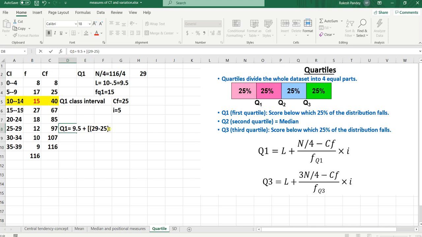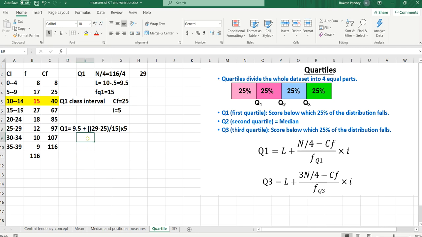So n by 4 is 29 and CF is 25, and this will be divided by FQ1, and FQ1 is 15. It is coming from here. So 15. Now we will close the larger bracket, and this will be multiplied by the size of the class, 5.